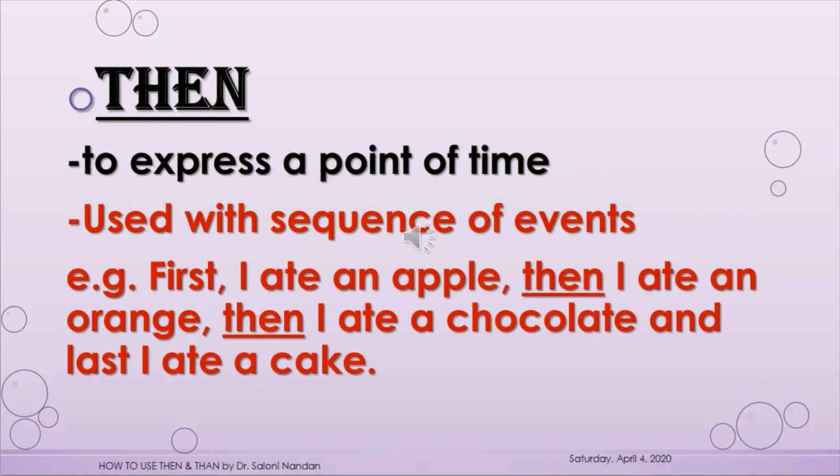Then is also used to tell the sequence of events, the order in which things happen. For example, first I ate an apple, then I ate an orange, then I ate a chocolate, and last I ate a cake. So you see the sequence in which I ate different things. First apple, then orange, then chocolate, and last cake. So you notice the use of first, then, last. So then is used with sequence of events.